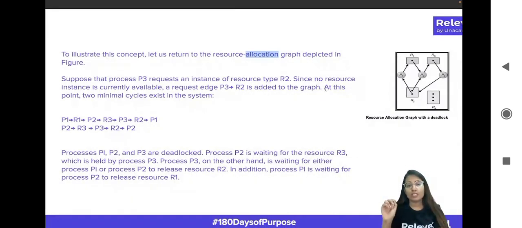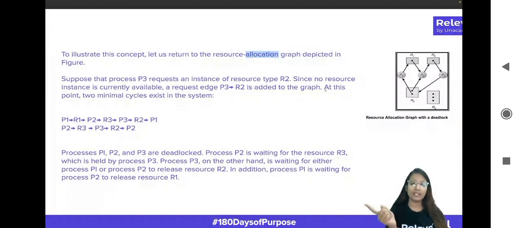Here we can say for sure that processes P1, P2 and P3 are deadlocked. Why? Because process P2 is waiting for R3 on the top, which is held by P3.